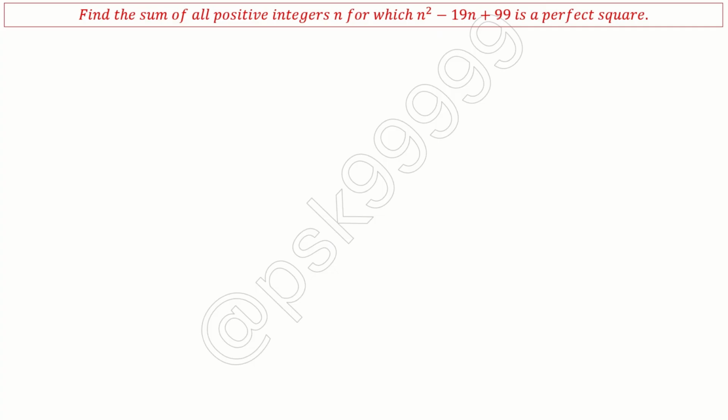Find the sum of all positive integers n for which n square minus 19n plus 99 is a perfect square. These are very common problems which come in the Olympiad. There are one or two ways you can solve these problems. Most of them will fall into one or two categories. This is one of the ways, and most of the problems you can solve in this way.